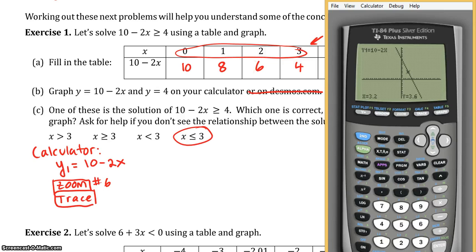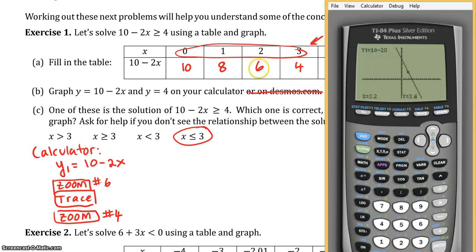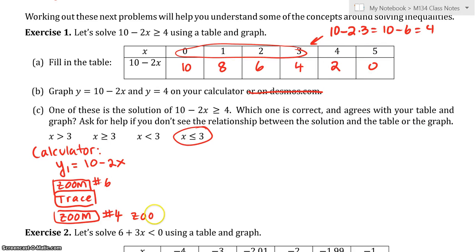How did I get this? I went to zoom, and I went to decimal. I think it was number 4. Let's go check that out again. Zoom, decimal, yep. And then I decided to do one more and do zoom 3 out. So then I did it again, zoom number 3. For this one, you have to press enter too. So anyway, that's the idea. And then I just hit trace again to check it out again.